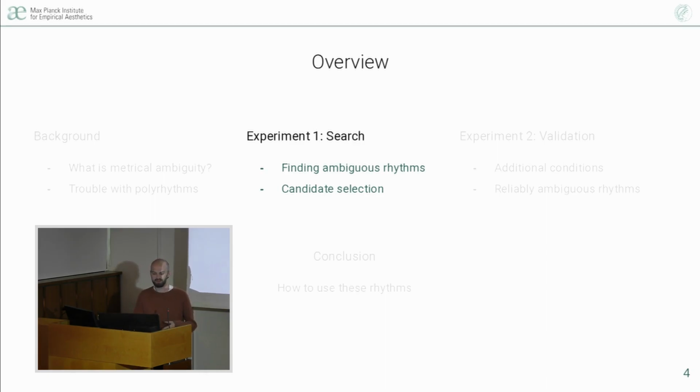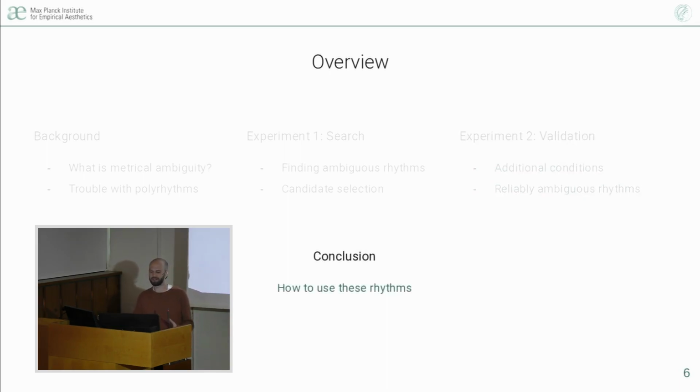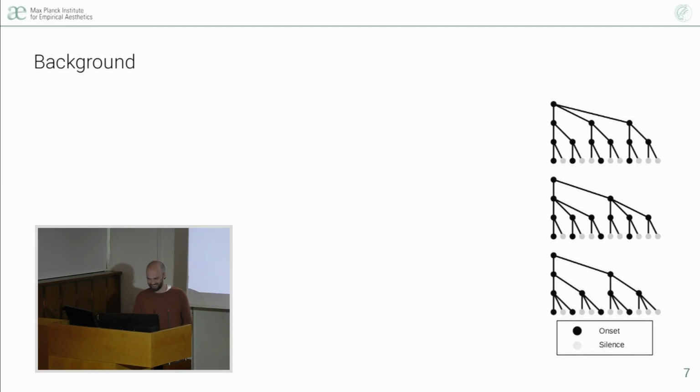The first experiment will be a kind of search paradigm, so where to find ambiguous rhythms and how to look for them. Second experiment is how to test that what we think we found is reliable and whether these are rhythms that you can really use in your own studies. And then I'll conclude just by saying what you can do with these rhythms and what you probably shouldn't do with these rhythms. So, bit of background.